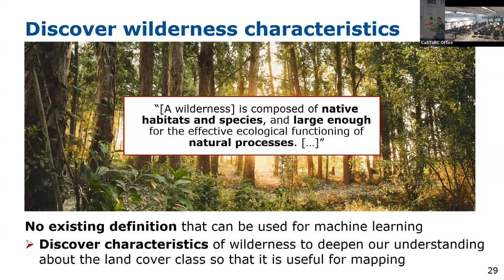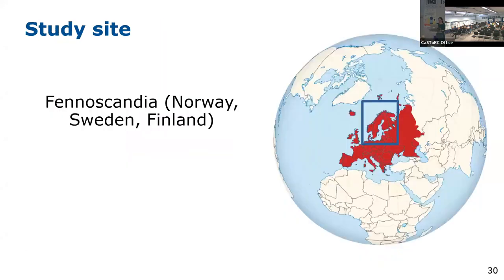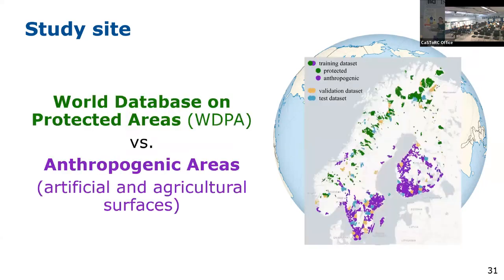So our goal was to use explainable machine learning to get a deeper understanding about the land cover class so that we can at some point use it for mapping. And we use for this an area, Fennoscandia, so this part here. What we did is we thought about, okay, what is our definition, or where do we think we know, or we could say, yes, this is a wild area and this is not a wild area.